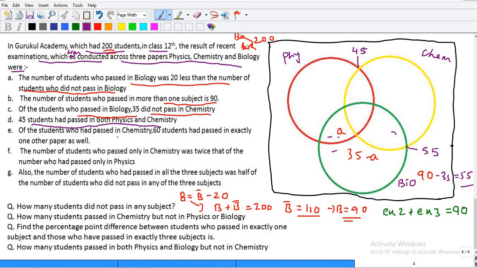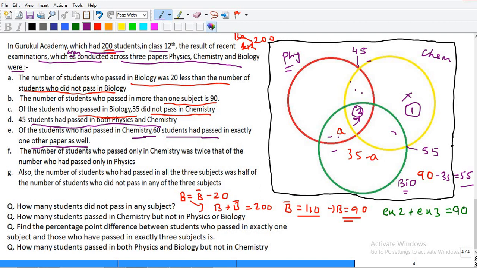further, of the students who had passed in chemistry, 60 students had passed in exactly one other paper as well. So of the students who had passed in chemistry, that is the yellow circle, there are 60 students who passed in one other paper as well. That one other paper can be either physics or bio. But can I take this region in this? No, neither I can take this region nor this region. If I take this region, let's say number 1, then these are the students who have passed only in chemistry. And if I take this region, let's say number 2, these are the students who have passed in all the 3 subjects. But I need students who have passed in chemistry and exactly one other subject as well, that may be physics or bio.